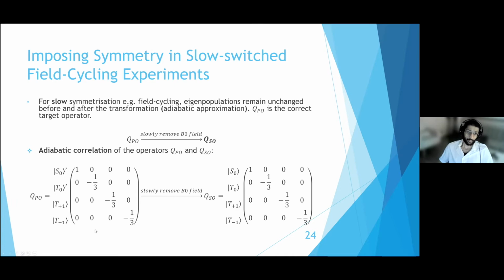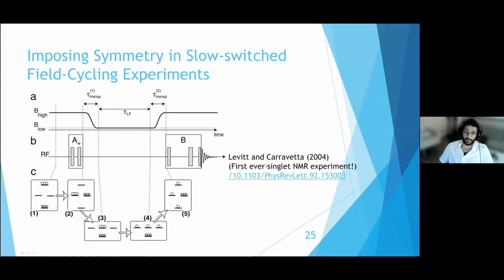So let's say I start with this operator, and pay attention to the notation here. This is the singlet precursor order. I go to low field, and it turns into singlet order, simply by virtue of adiabatic field cycling. We can say that these are adiabatically correlated operators. And you can even call this adiabatically correlated singlet order. This was actually the very first singlet NMR experiment proper. And this, again, was done in an AX spin system. So this diagram actually doesn't make it very clear what's going on, so I've made my own.